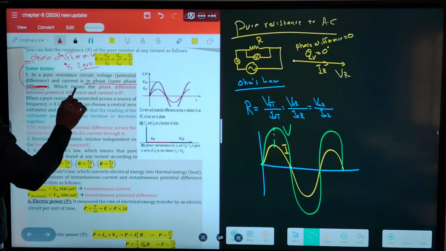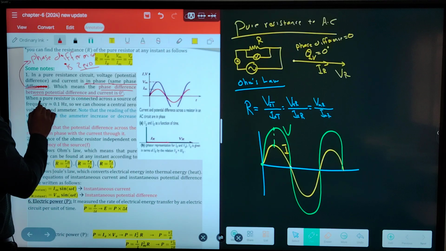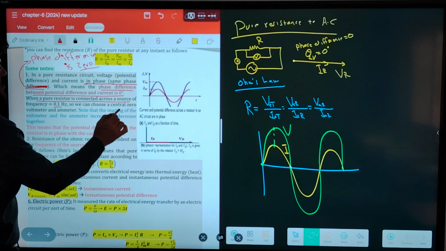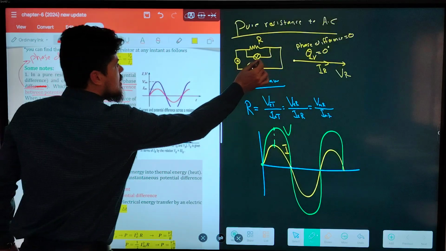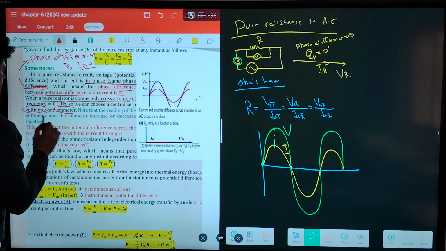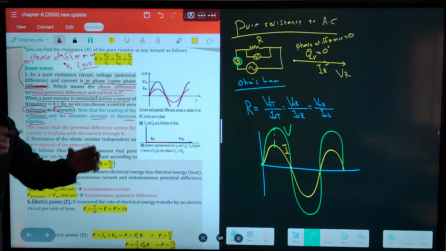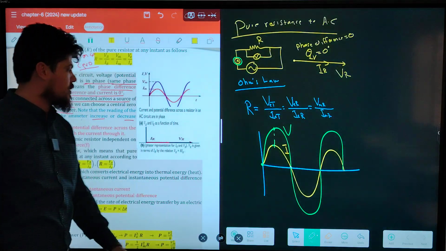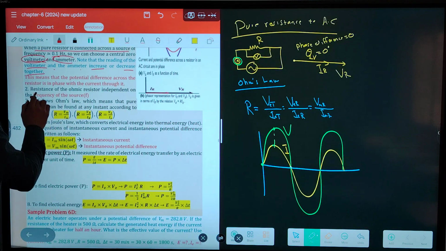The phase difference between potential difference and the current is zero. When a pure resistor is connected across a source of frequency 0.1 hertz, we can choose a center zero for the voltmeter and ammeter. Note that the readings of the voltmeter and the ammeter increase or decrease together. What do we mean by increasing and decreasing together? It means that both current and potential difference are in phase, with the same phase difference, okay?